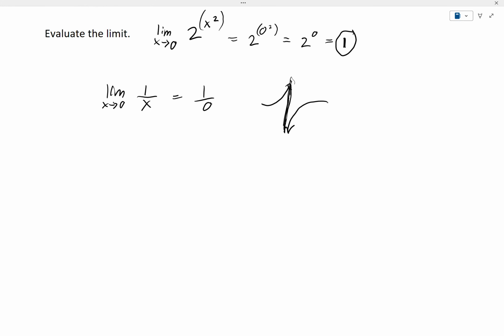However, for this problem, we don't have division by 0. It's just simple plug in 0, see what you get, and we end up getting 1. So that's how you do a limit problem like this.